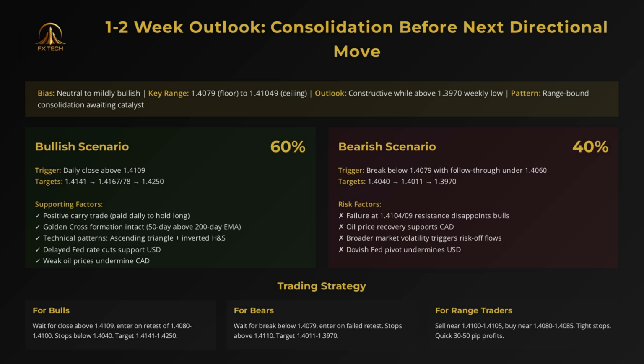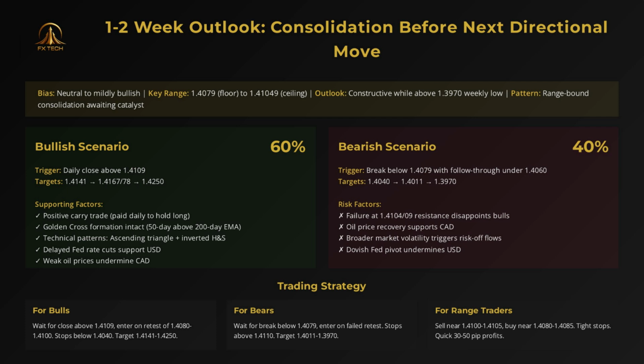For the next 1 to 2 weeks, USD/CAD is expected to remain range-bound between 1.4079 and 1.41049, with a neutral to mildly bullish bias. The pair has been trading up and down with clearly defined ceilings and floors, creating excellent conditions for range traders.